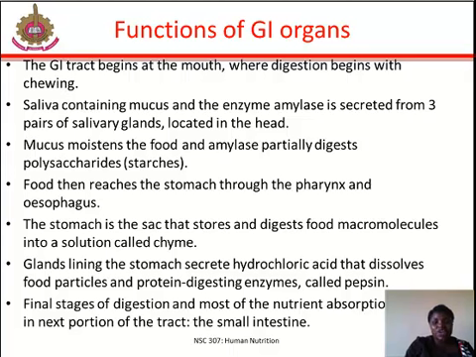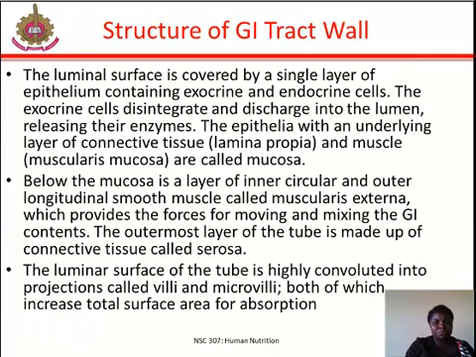And finally, contractions of the rectum, which is the last part of the intestine, expel the feces through the anus through a process of defecation.